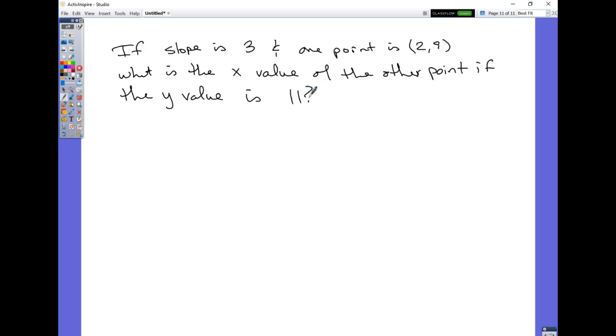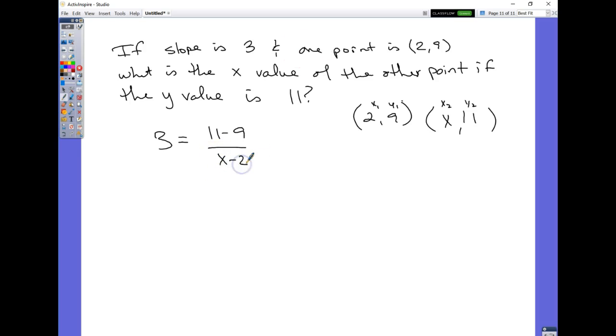So what do I know? Well, I know that my slope 3 is equal to what do I have? I have (2, 9) as my x1, y1. So for my x2, y2, I've got x and I've got 11. So this is x2, y2. And I simply substitute that into my formula. 11 minus 9 over x minus 2. Oh, I don't want to put an equal sign there.